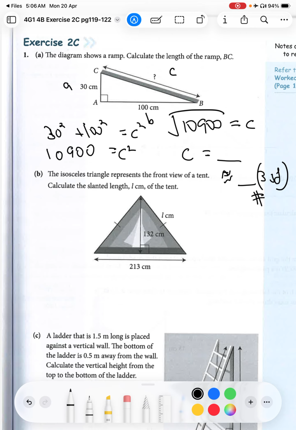Okay, for this part, you can give it a try by yourself.